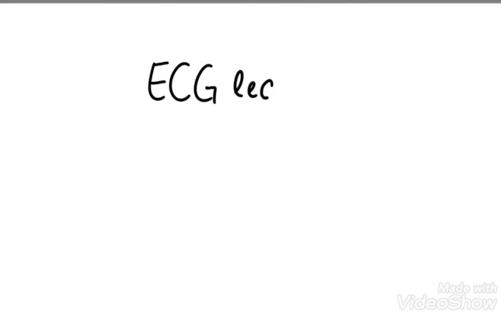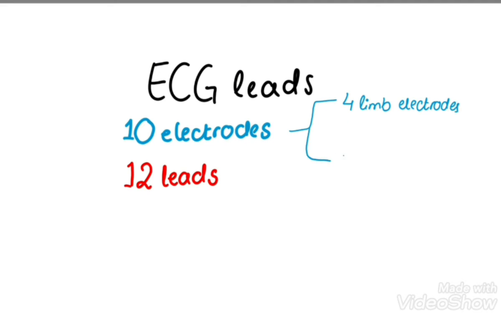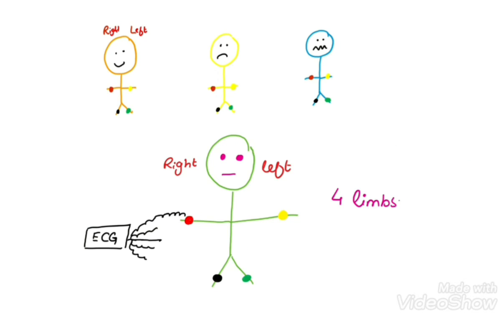An ECG has a total of 10 electrodes but 12 leads. The 10 electrodes comprise 4 limb electrodes and 6 chest electrodes, whereas the 12 leads have 6 chest leads and 6 limb leads. The limb leads are color coded and attached to each of the limbs. The 6 chest leads are arranged on the precordium in this manner.